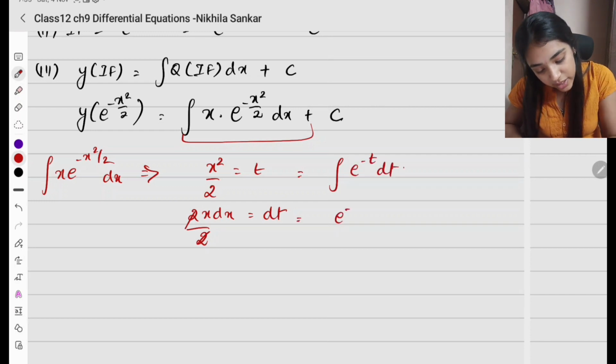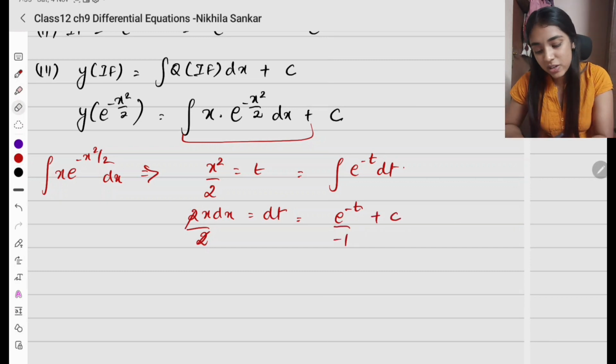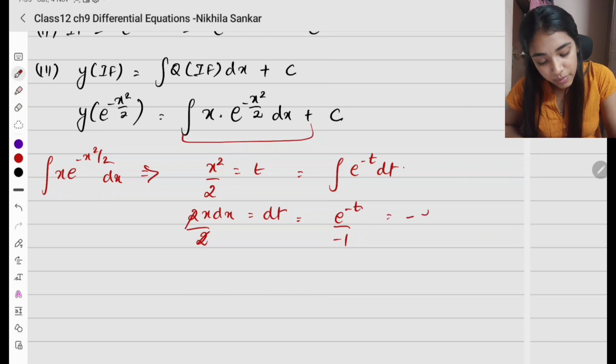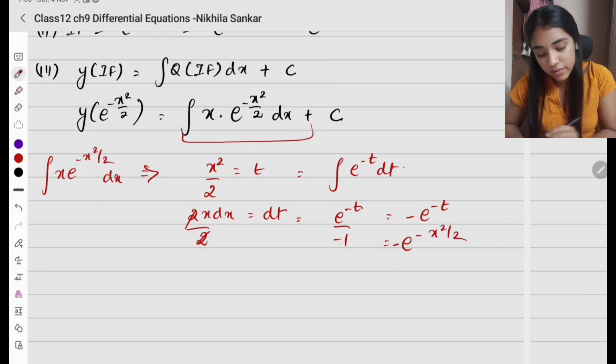So what is this? e to the power minus t divided by minus 1 plus c. Simple. Plus c, we already have in the general equation, so I'm not writing that. So this is going to be minus e to the minus t, which is going to be minus e to the power of minus x square divided by 2.